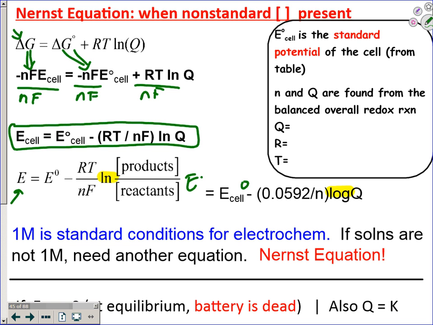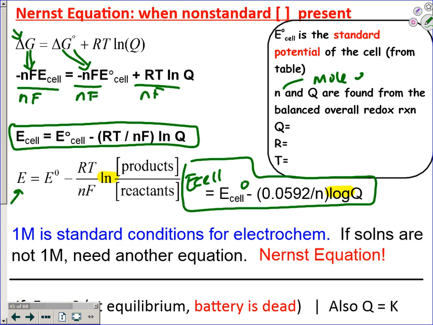So this is E cell is equal to E naught minus 0.0592 over n, which is the moles of electrons transferred, times log of Q, which is our equilibrium constant setup. So, yes, that's what we need to know. If you ever want to calculate it with the other one, feel free to.